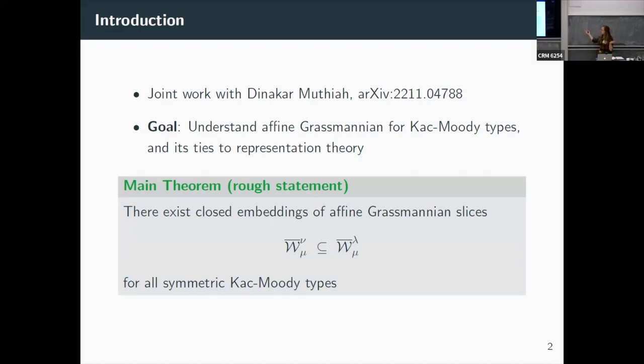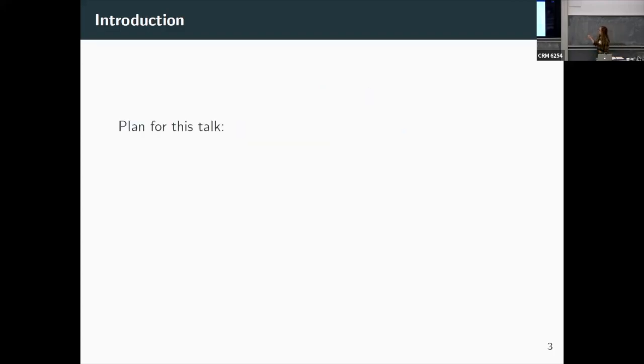The main theorem is that there are embeddings of something called Affine Grassmannian slices in symmetric Kac-Moody types. Okay, so that's what I'd like to tell you about. But just to outline my plan here, first I'll tell you what Affine Grassmannian slices are in the first place. This is like the classical story, not Kac-Moody.